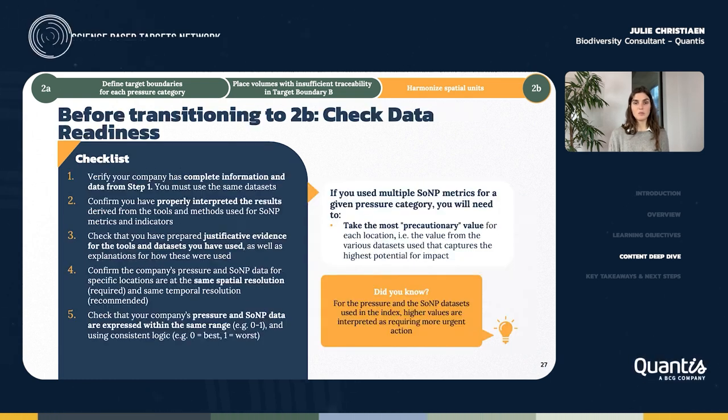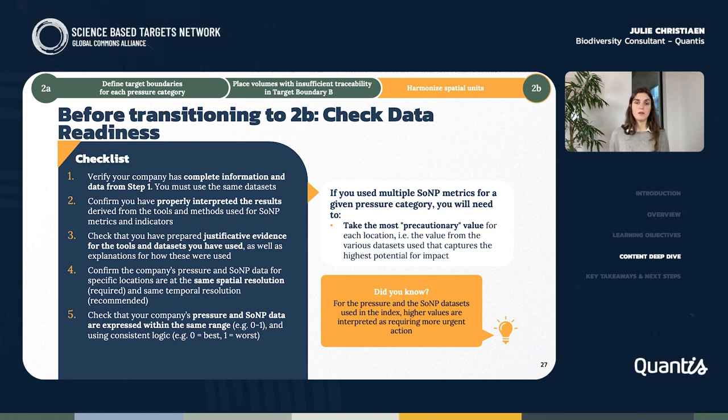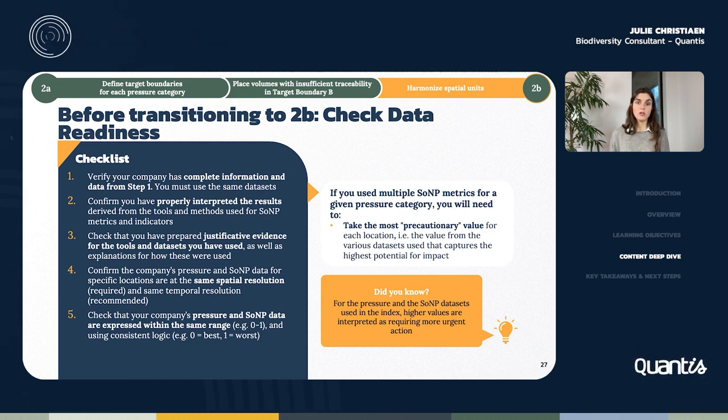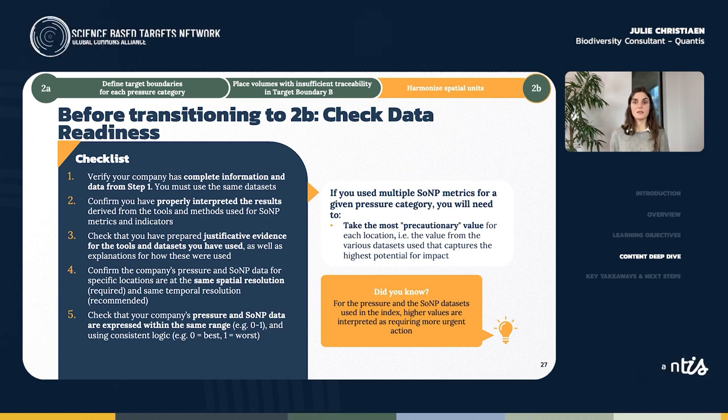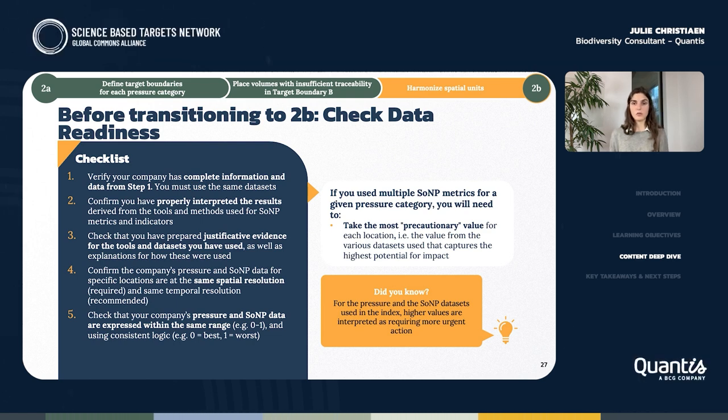Before going into step 2b, there's a 5-step checklist to follow to ensure that you are ready to tackle step 2b. First, you want to verify a company has complete information and data from step 1. You must ensure that you're using the same data sets indicated in the step 1 guidance for estimating state of nature pressures and the units specified for the pressure data.